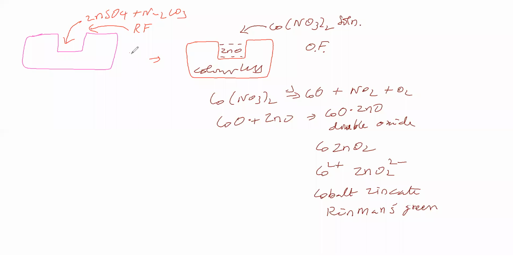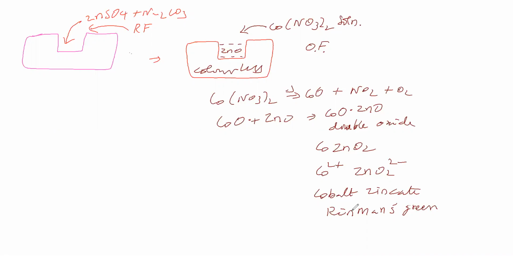Now, cobalt nitrate solution has a blue color. Then the oxidizing flame is deflected to the residue. Cobalt nitrate undergoes decomposition to give cobalt oxide, NO2 and O2. This cobalt oxide combines with the zinc oxide to give the double oxide CoO·ZnO. This double oxide formula we can write as CoZnO2, that is Co2+ and ZnO2 2 minus. This is called cobalt zincate. What color does it have? Rinmann's green.